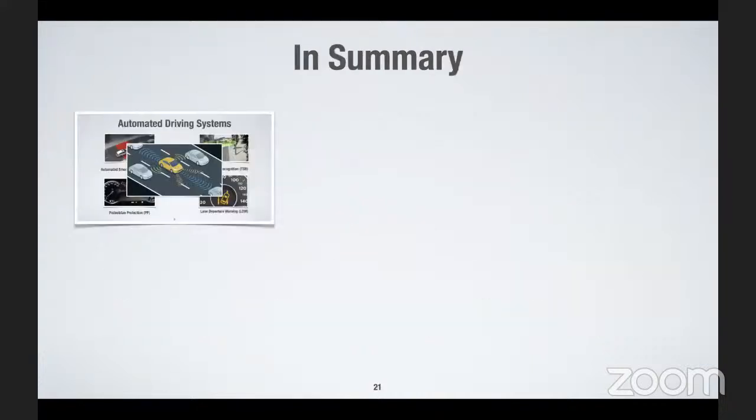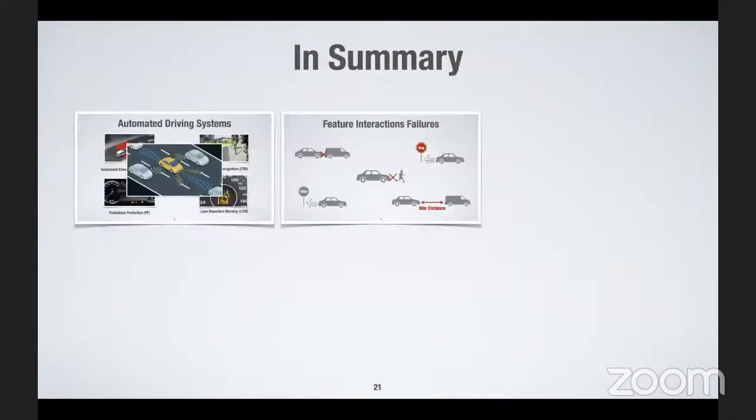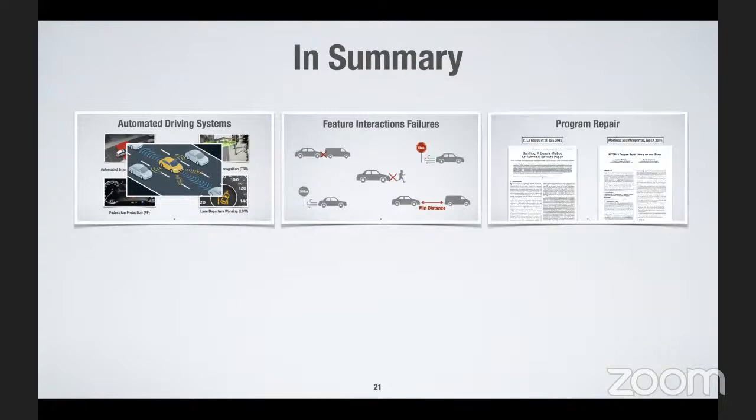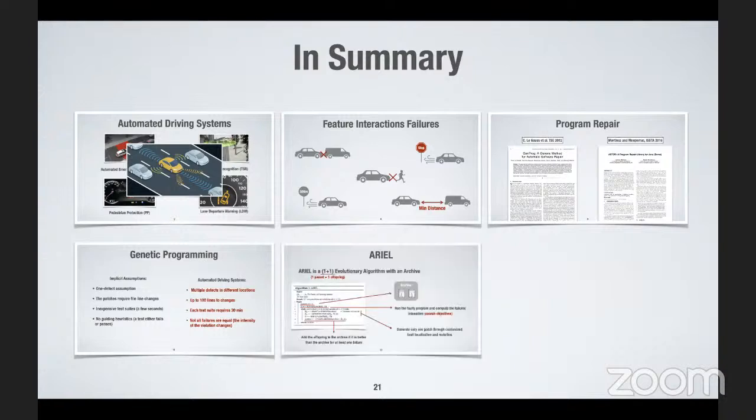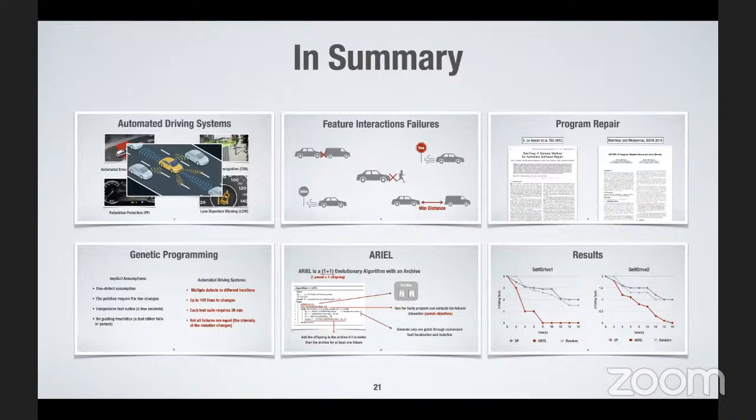So in summary, in this presentation, I explained the problem of feature interaction failure in automated driving systems. And I also explained some important limitations of the existing approaches, and mostly what assumptions do not apply in this context. We proposed a new approach we called Ariel. And we also found that the results are pretty good. So our approach works in contexts where a state-of-the-art approach would not work.